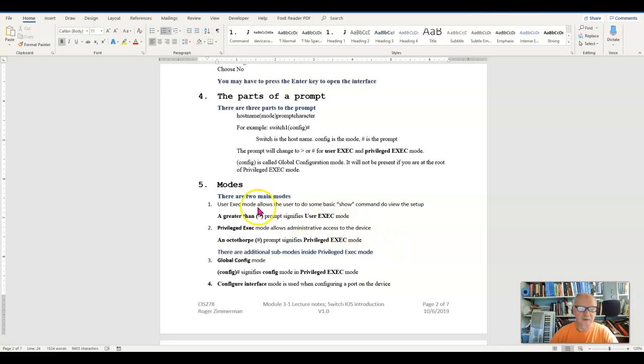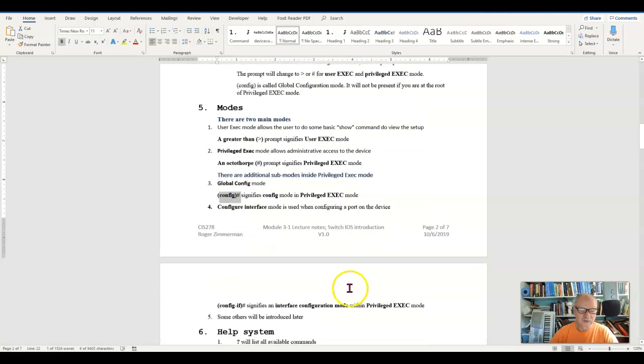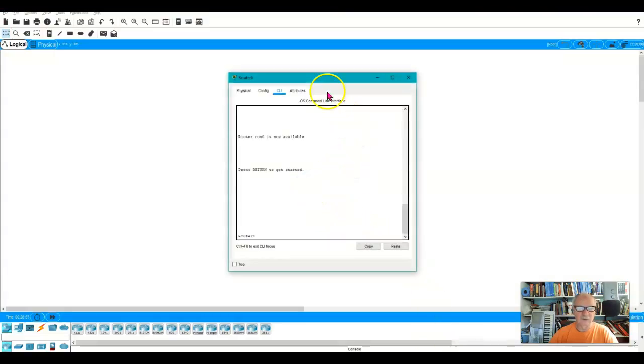Next, we're going to talk about the modes in setting up a router or a switch in Cisco IOS. There is a prompt called the greater than prompt, and that stands for user exec mode. There's an octothorpe prompt, privileged exec mode. We'll look at the config or global configuration mode, and we'll look at the configure interface mode. So let's go ahead and go over to a router and take a look at those.